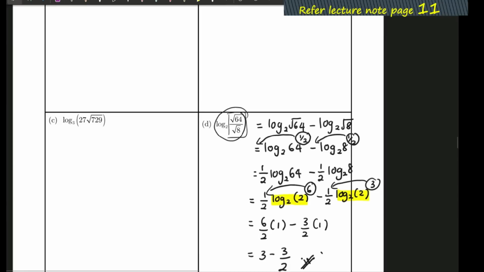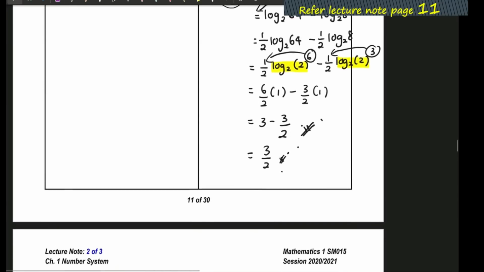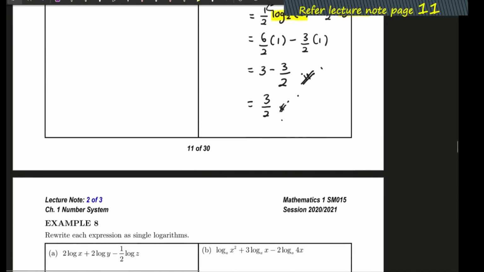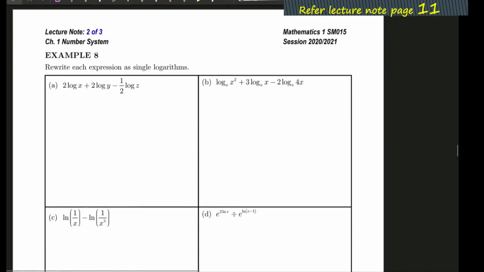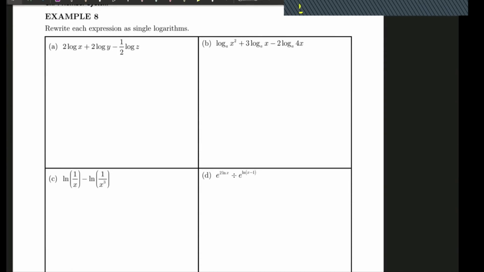Okay, so we go to example 8. Can we go to example 8, class? Okay, can, right? Example 8. For example 8, you need to rewrite each expression as a single log. Meaning now it's three different logs, so you need to make it just 1. How? By using the 3 laws of log.